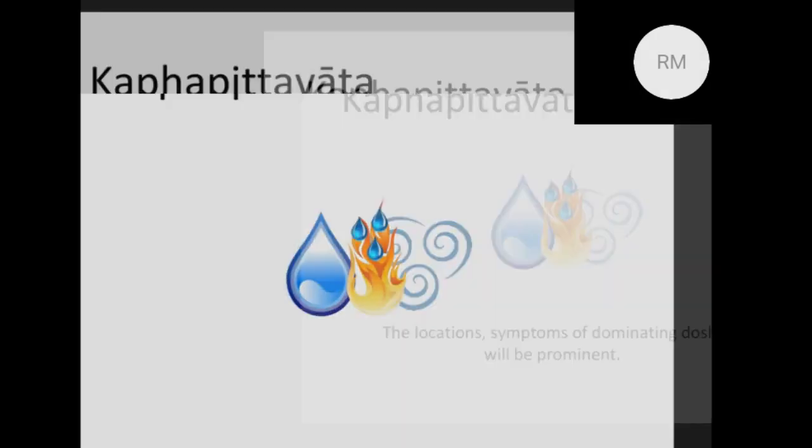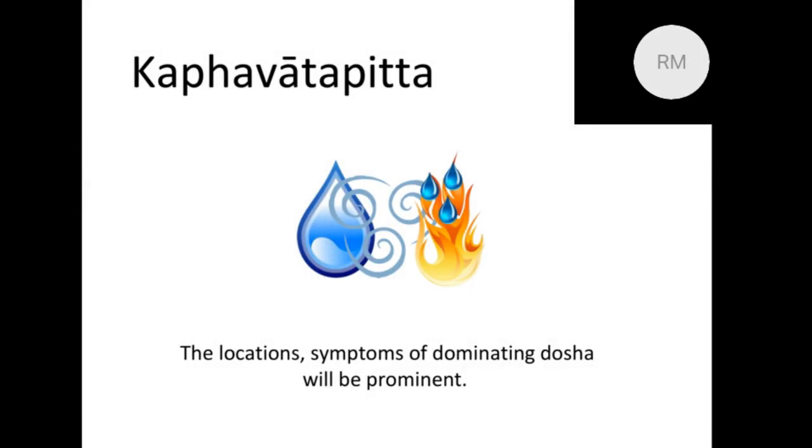So I want to give some examples. Usually the tridoshic imbalance is life-threatening, or it produces chronic problems. So tridoshic combinations cause either chronic problems or life-threatening situations.